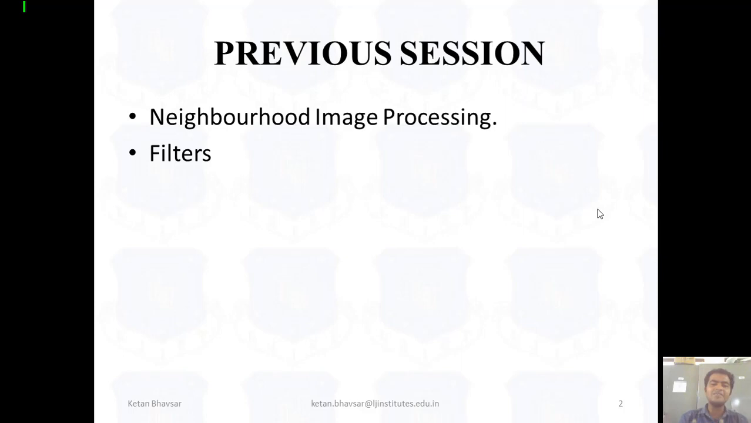Whenever you deal with filters, we have to take a reference mask, and the mask takes the average estimation value from the neighbor pixels, and with the help of the neighbor pixels we try to improve the quality of the particular centroid pixel value. So in the last session we discussed neighborhood image processing and filters.